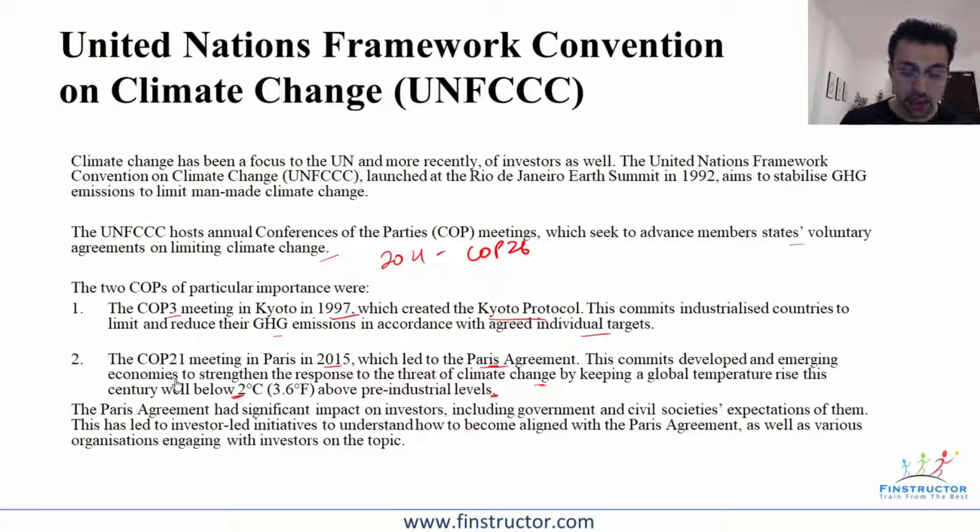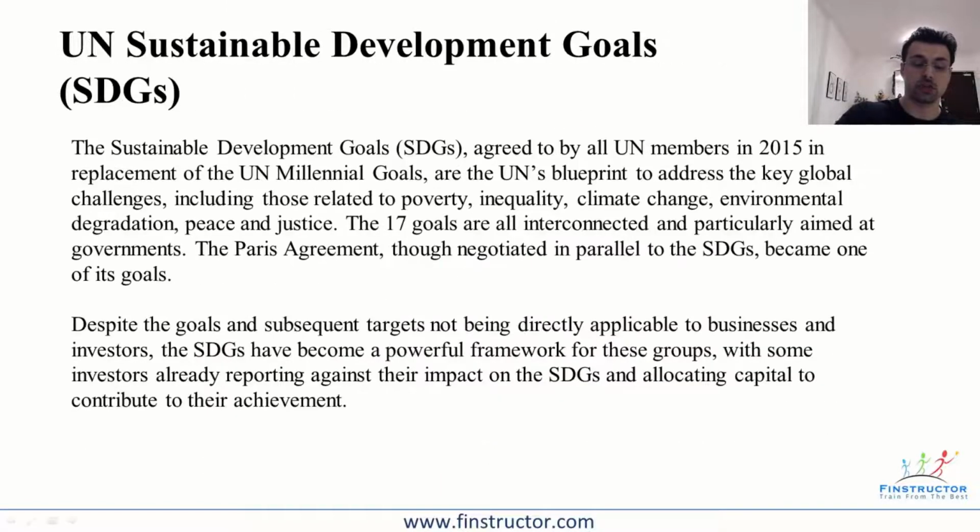And again, COP26 is also very relevant, not included in this review, but that happened in the end of 2021, where again, a lot of commitments were made on decarbonization. So again, this is a very important institution that helps address the issue of climate change.